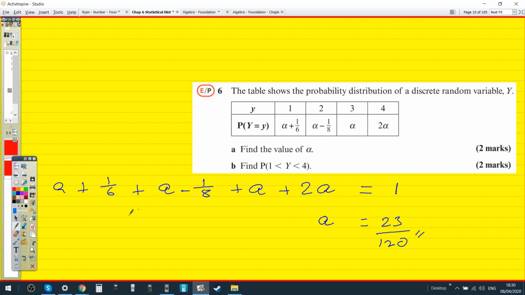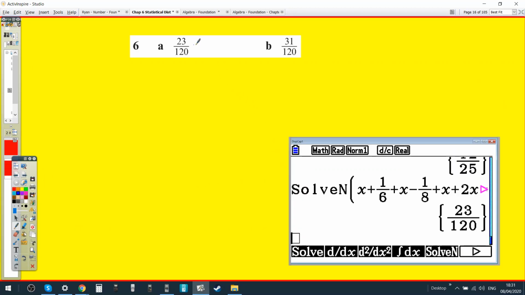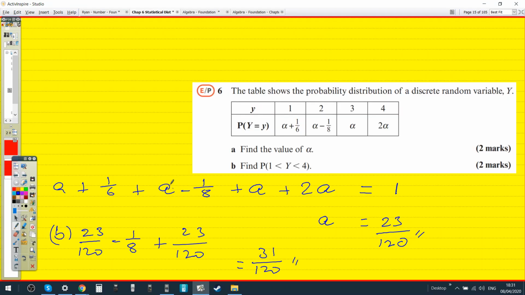And then B. So it wants the probability of 2 and 3. So it would be 23 over 120 minus 1 over 8 plus 23 over 120, which is 31 over 120. 23 and 31. And again, I just put it into the solver with x.